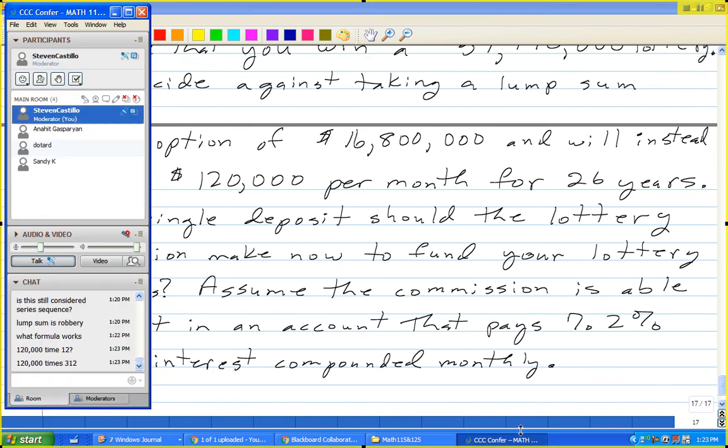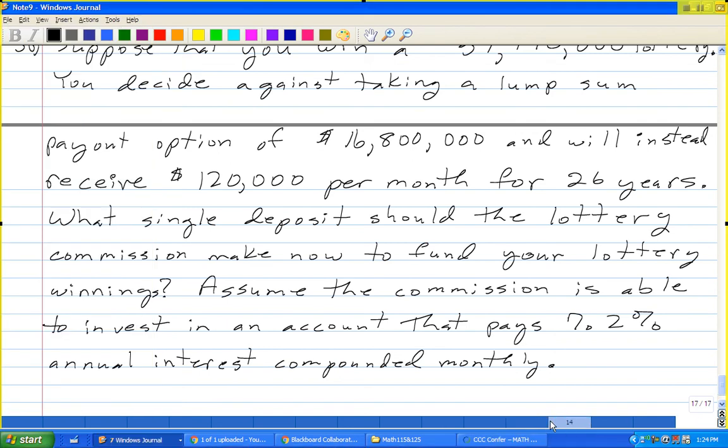So it's $120,000 per month for 26 years. If you multiply that out, 12 times 26 is 312, times 120,000 gives you 37,440,000. That gives you your total winnings after 26 years.